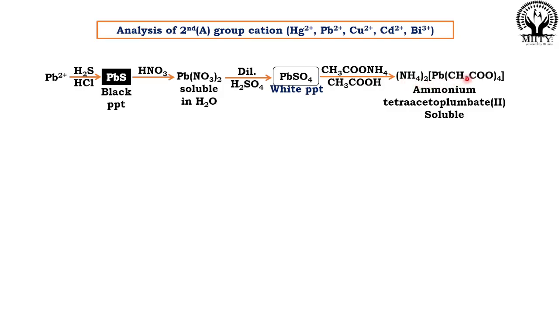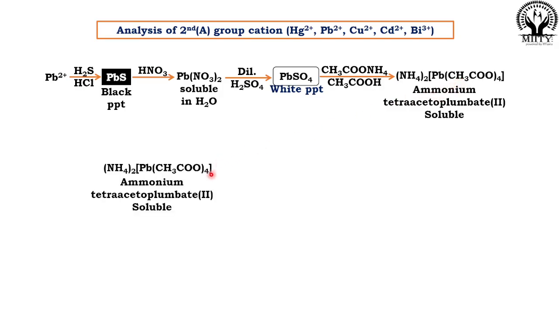ammonium tetraacetoplumbate. It is a soluble complex. Now this soluble complex is divided into two parts. To the first part we add KI so that it forms yellow PPT of lead iodide, which dissolves in water on boiling.